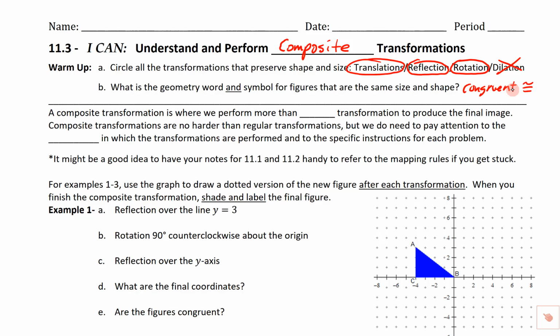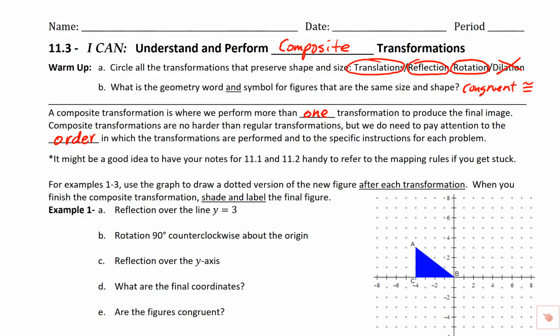Now, a composite transformation is where we perform more than one transformation to produce a final image. And when we do these, they're really no more difficult than a regular transformation if we do them one at a time. But we do need to pay attention to the order in which we do these transformations. If we do them in the right order and we're careful with every single one of these, then they're going to be pretty easy. Now, it might be a good idea to have your notes for 11.1 and 11.2 out so that you can remember what those mapping rules are if you get stuck. If not, and you have these memorized, then you're in good shape.